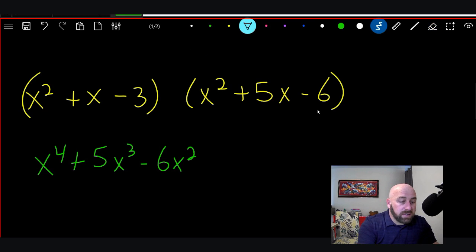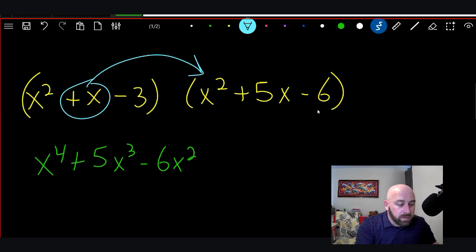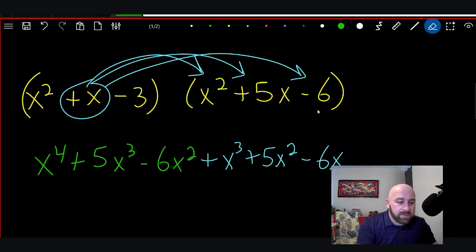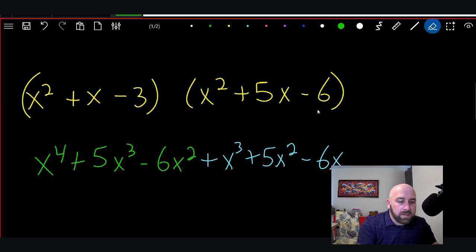All right, so the next one, we'll do it in this blue color, and we have x, and we are going to distribute the x through here. So we're going to get a positive x cubed, and then we're going to get a positive 5x squared, and then we are going to get a -6x. All right. And now we're going to go ahead and do the next one.